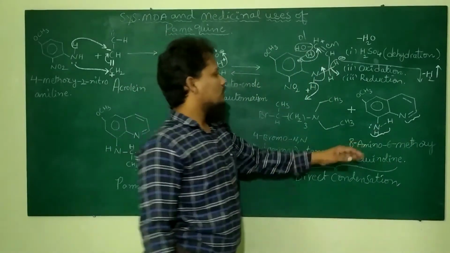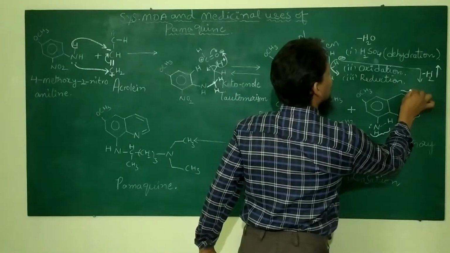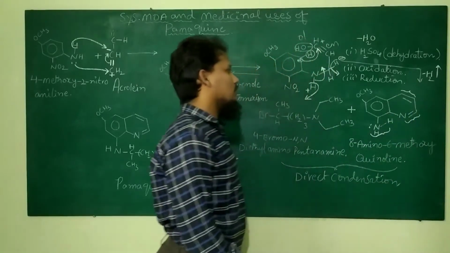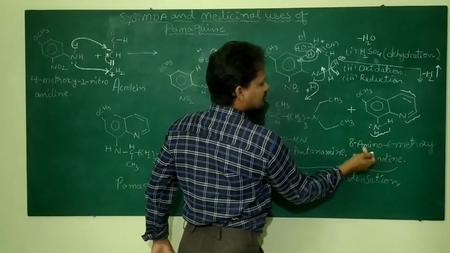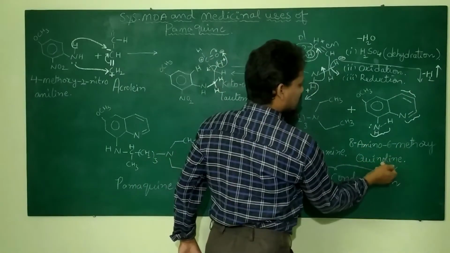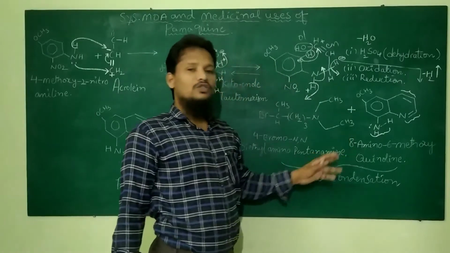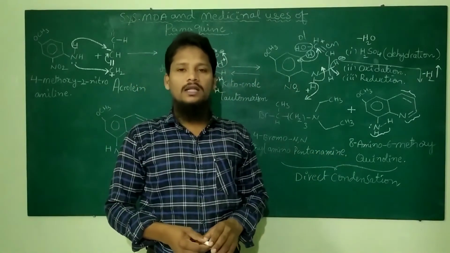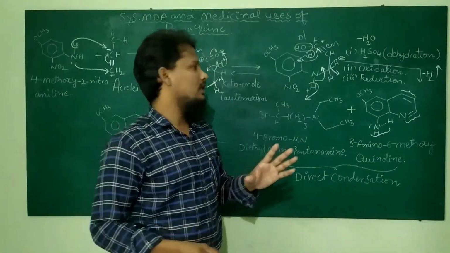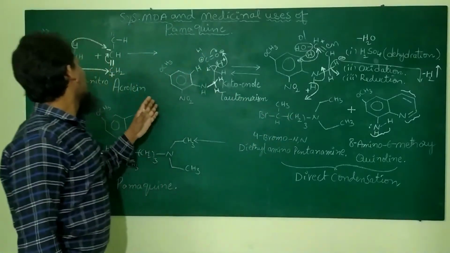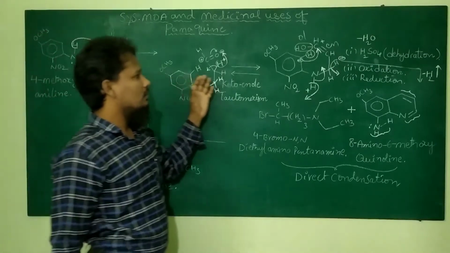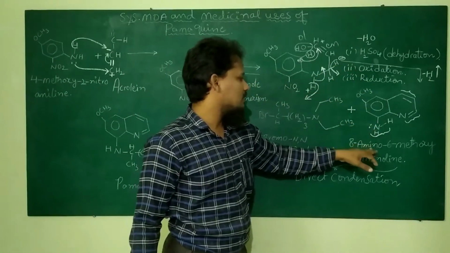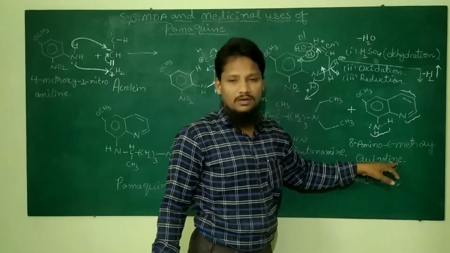Okay. So this is the pi bond. Right. So now this molecule, its name is 8-amino-6-methoxyquinoline. For the synthesis of pamaquine, there are two methods. First, you react 4-methoxy-2-nitroaniline with acrolein. By subsequent reactions, you can prepare this 8-amino-6-methoxyquinoline.